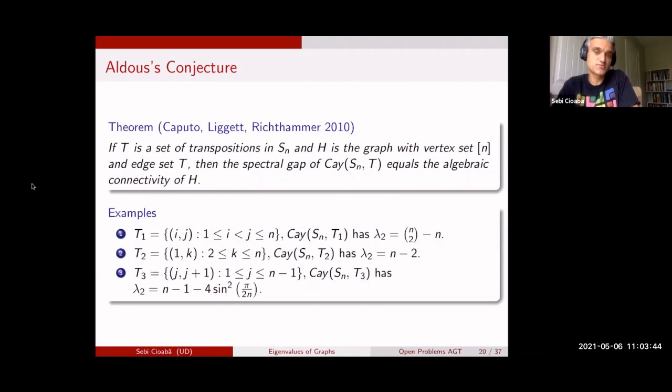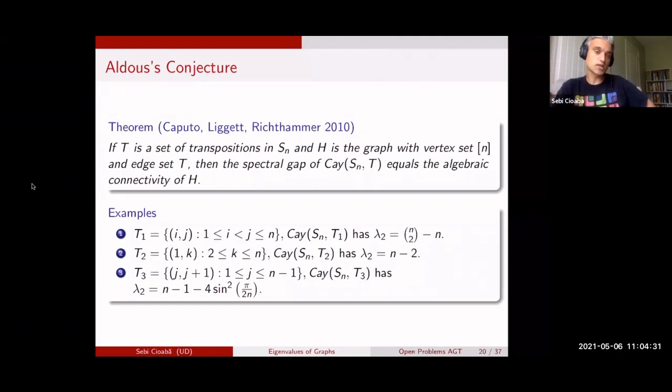So some simple examples: if you take all the transpositions, then this graph is going to be regular of valency n choose two, and lambda one is n choose two. This was done before by Diaconis and Shahshahani. You can calculate the eigenvalues, and lambda two is n choose two minus n, which is exactly the spectral gap, the second eigenvalue of the Laplacian of the complete graph. And similarly, if you take the star, I think this was considered in a paper by Flatto, Odlyzko, and Wales in about the mid 80s. Again, the Cayley graph has this lambda two.